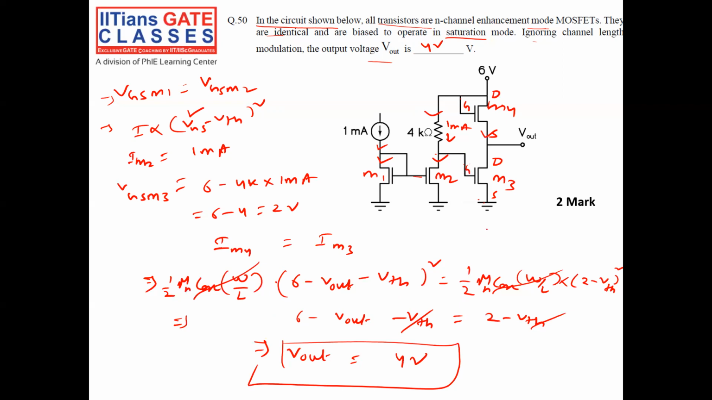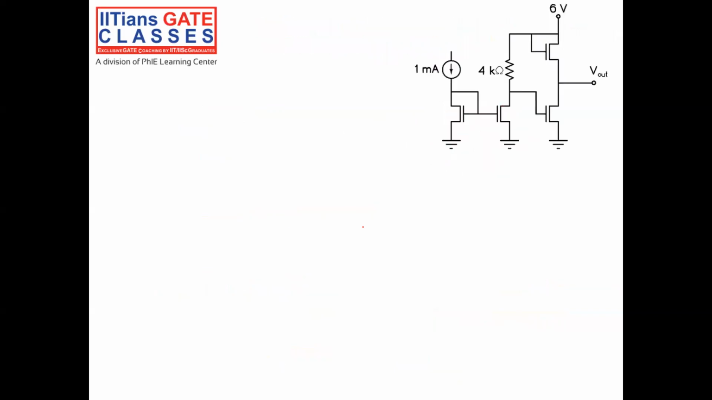Very simple. First thing is there is a current mirroring because gate voltages are the same and source voltage is the same. Because of current mirroring, 1 milliampere is flowing through the 4K resistor. Then it generates a voltage VGS3 equal to 2 volt: 6 minus 4K into 1 milliampere is 2 volt. Then the same current flows through M4 and M3, so I equate the current to get V out. This is a very easy question.